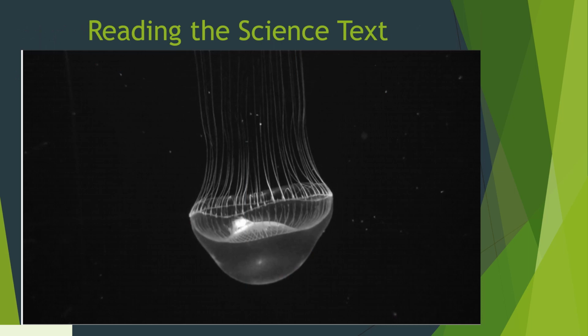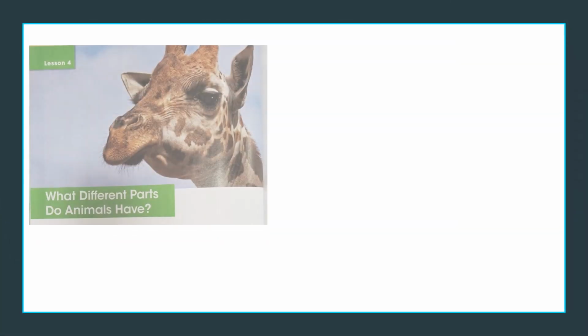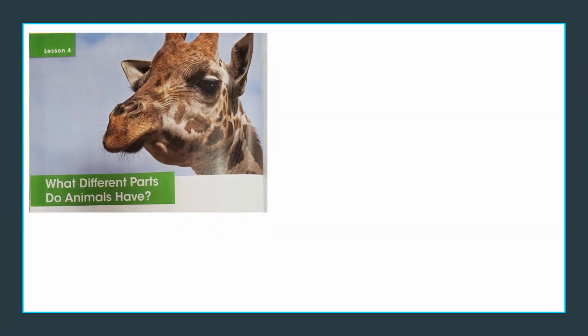Reading the science text. What different parts do animals have? Our science words are fin and scales. Now repeat after me. Fin, scales.